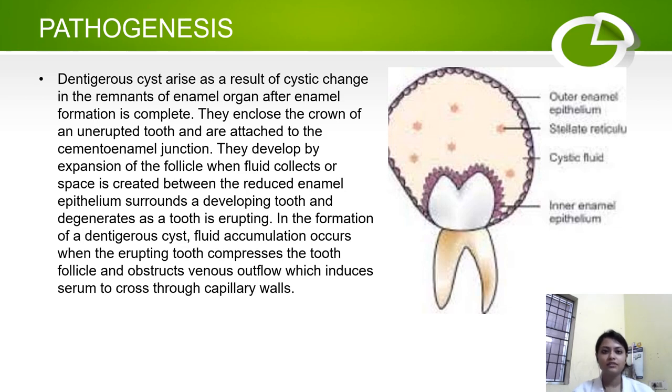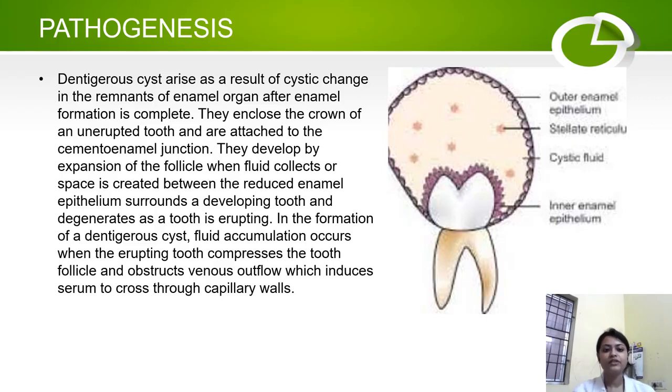On gross macroscopic feature, sometimes if we are seeing that the cyst is attached from cervix to cervix, we will generally understand it is a dentigerous cyst. So it will be attached to the cemento-enamel junction. They develop by expansion of the follicle when fluid collects or space is created between the reduced enamel epithelium that surrounds the developing tooth and degenerates as the tooth is erupting.